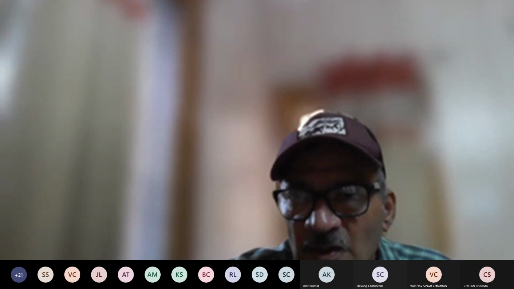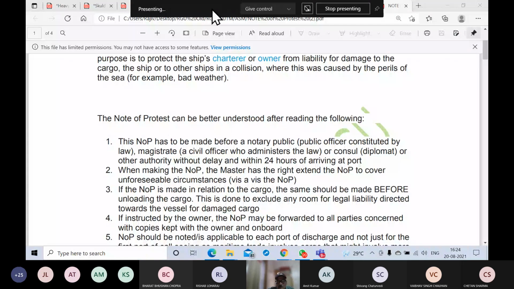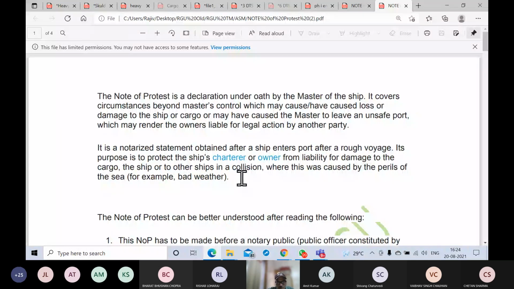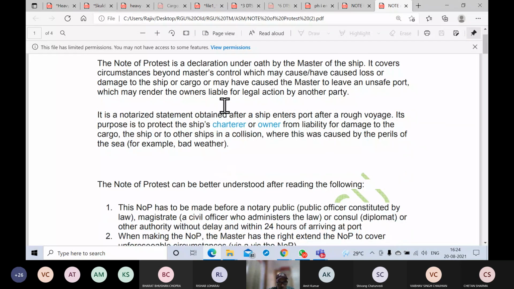Okay, to continue, you can understand from here also the basics of note of protest. This is a declaration under oath by master. It covers circumstances beyond the master's control which may have caused and can cause loss or damage to the ship or cargo. It can cause the master to leave an unsafe port, which can render the owners liable for legal action. That is why, to avoid the owners getting liable for legal action, the master is declaring a note of protest.